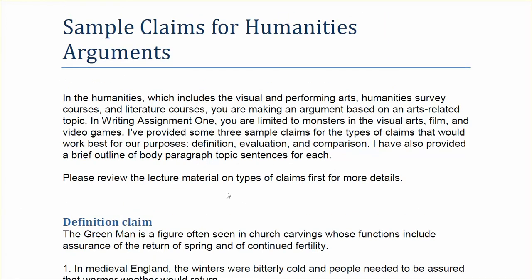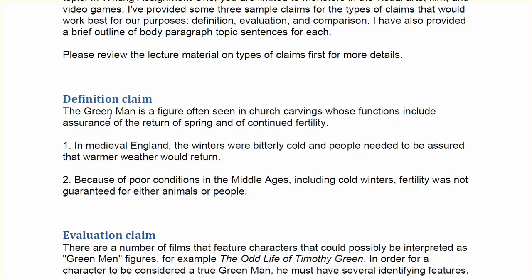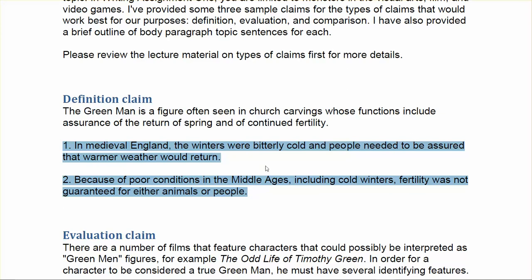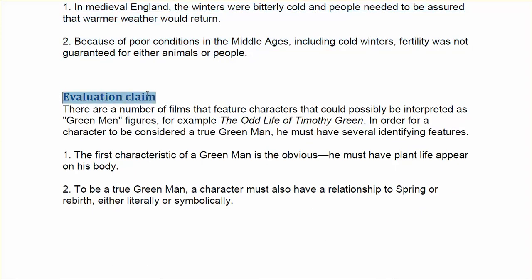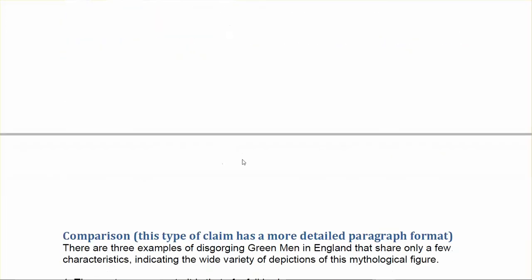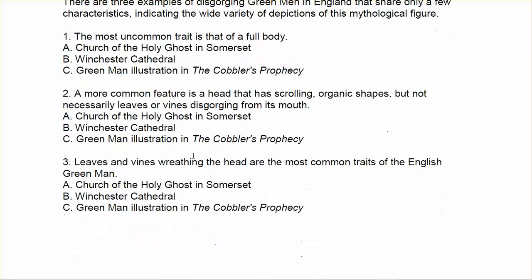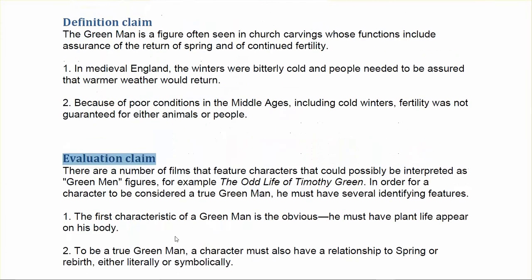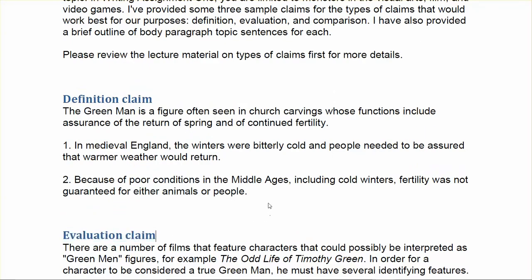So what I've done is given you an example of a claim for a definition type paper where I'm defining terms throughout my argument, and I've given you two topic sentences for my subclaims. Then I've gone through and provided an evaluation claim, again with two subclaims. And for the comparison, this is rather a longer outline for you because you do something very specific in a comparison, and hopefully you remember this from English 111. But let's look at the definition claim first.